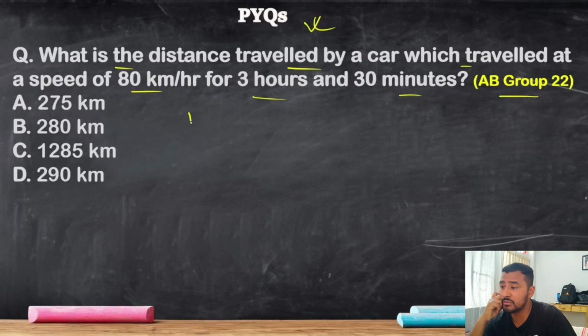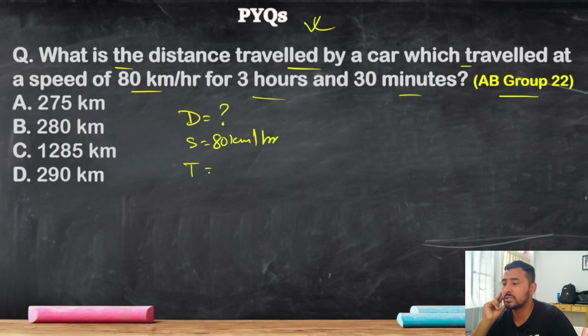We need to find the distance. Given distance we don't know. Speed is how much? 80. No need to write this in exams, I'm just writing to show you. And time is how much? Time is 3 hours 30 minutes.